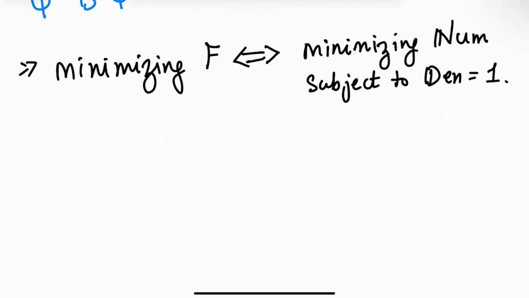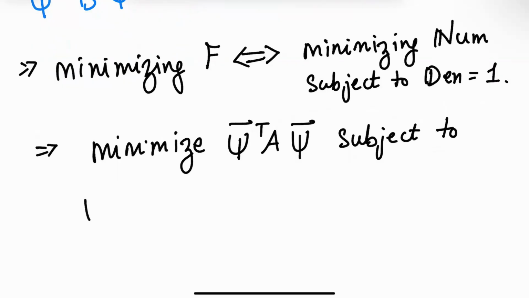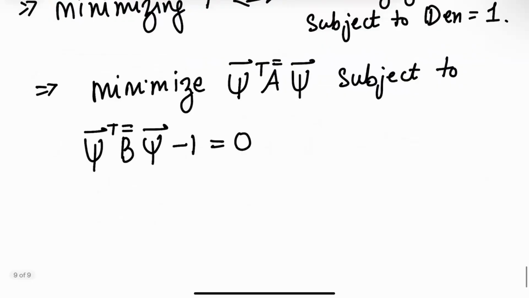So another way to write this is you want to minimize psi transpose A psi, subject to the constraint that psi transpose B psi minus 1 equals 0. Okay, so this is a constrained optimization problem.